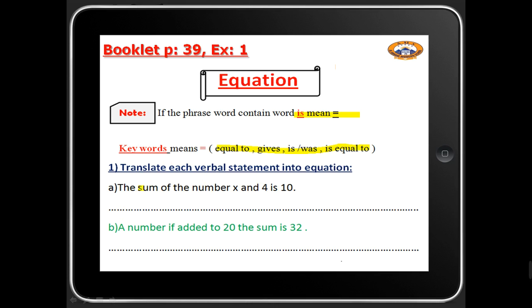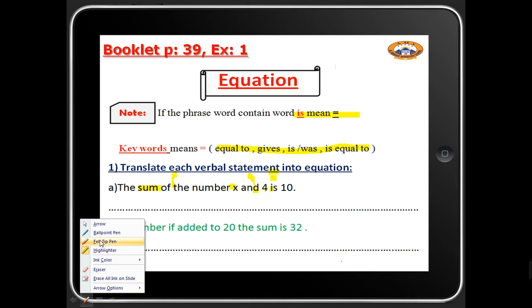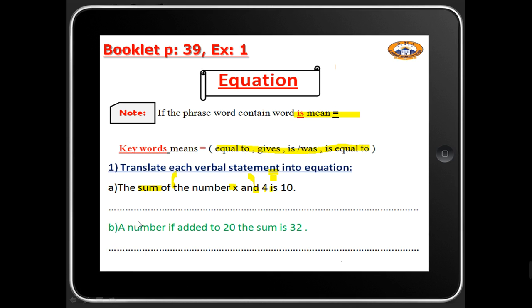When I say sum, it means that I'm going to open a bracket and write the things that came after the word sum between these two brackets. If I don't have anything before the sum, I'm going to erase my bracket. Here, the sum of the number, he called it x, and 4 is, it means equal. So x plus 4 equal 20. This is the translation, or the answer for this sentence.